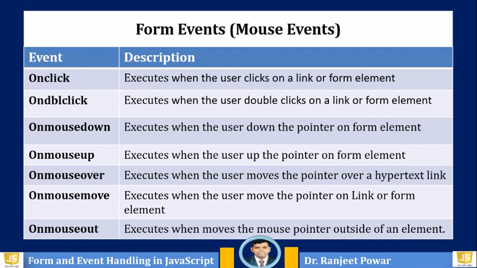The last one in that is mouse out. The mouse out event occurs when the user moves the mouse pointer outside of the element. You can handle the mouse out event with the onMouseOut event handler. This is all about the mouse events.